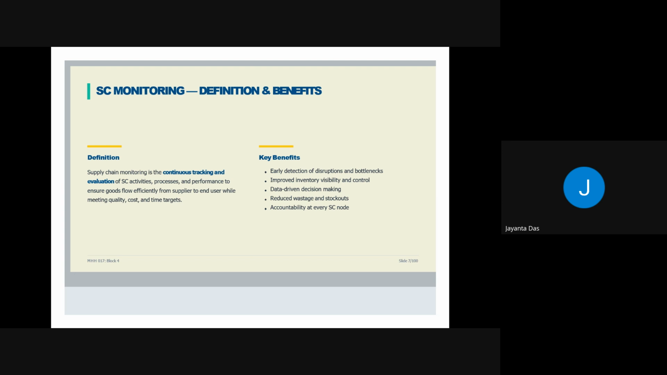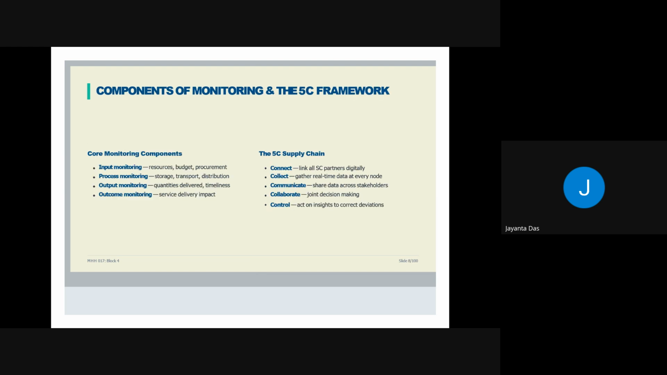If we can understand and we can maintain this, the benefits we will be having are the early detection of disruption and bottlenecks. So wherever the problems are arising, we improve the inventory visibility and we are able to control that. Data driven decision making, reduced wastage and stockouts, and accountability at every supply chain node. So these are the benefits which we can have.